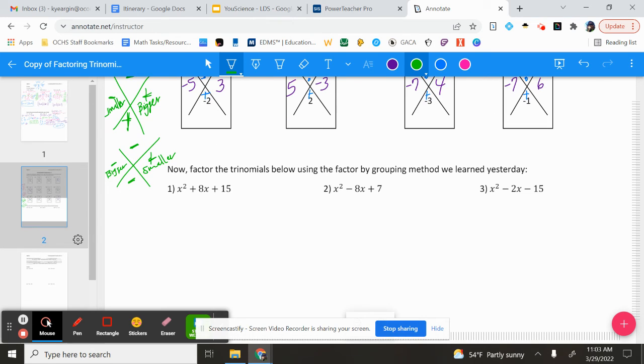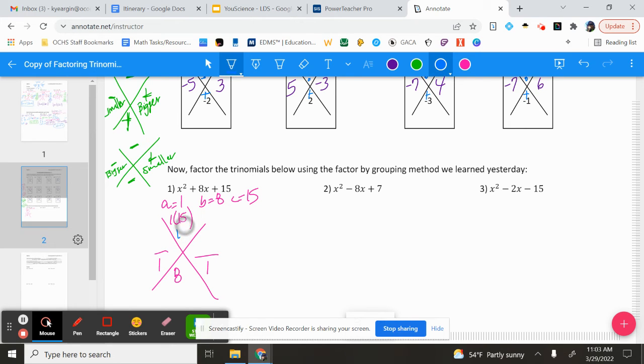So what I want you to do is practice now these 3 problems using our bottoms up method from yesterday. So A equals 1, B equals 8, C equals 15. So I put it in the bottoms up, 1 times 15 at the top, 8 at the bottom, with each factor being divided by 1.